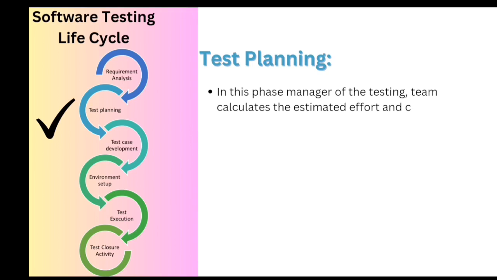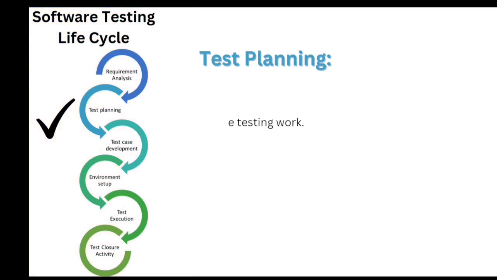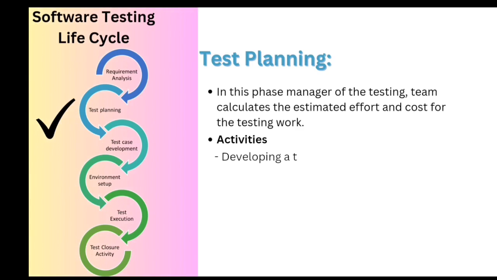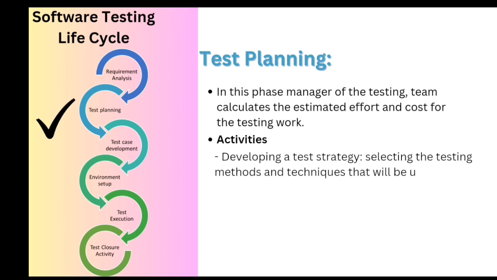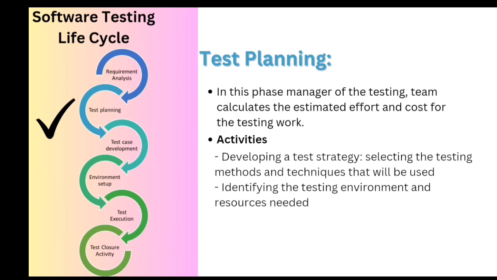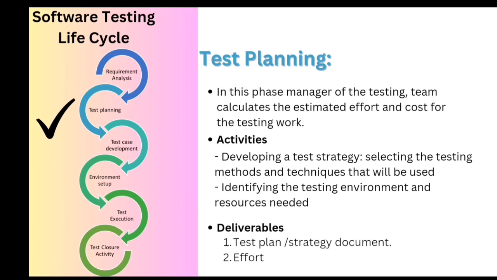Now, what are the activities that take place during the planning stage? The first one is identifying the testing objective and scope. Next, developing the test strategy, selecting the testing methods and techniques that will be used. Also, identifying the testing environment and the resources needed. This will help ensure that the testing process is well organized and that the testing team is able to deliver high quality results.